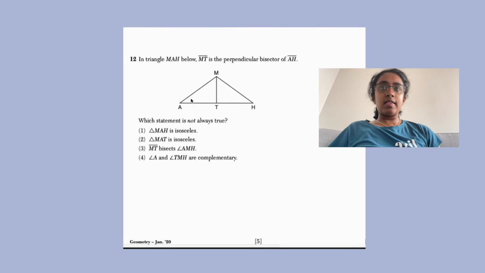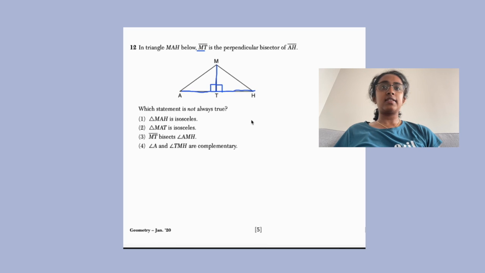Okay. In the triangle MAH below, MT is the perpendicular bisector of AH. So if it's a perpendicular bisector, what do we know about perpendicular lines? Perpendicular lines intersect at a 90-degree angle. I'll put the link to that song in the card so you can watch it. But anyway, now you know that these two angles right here, MTA and MTH, are both 90 degrees.